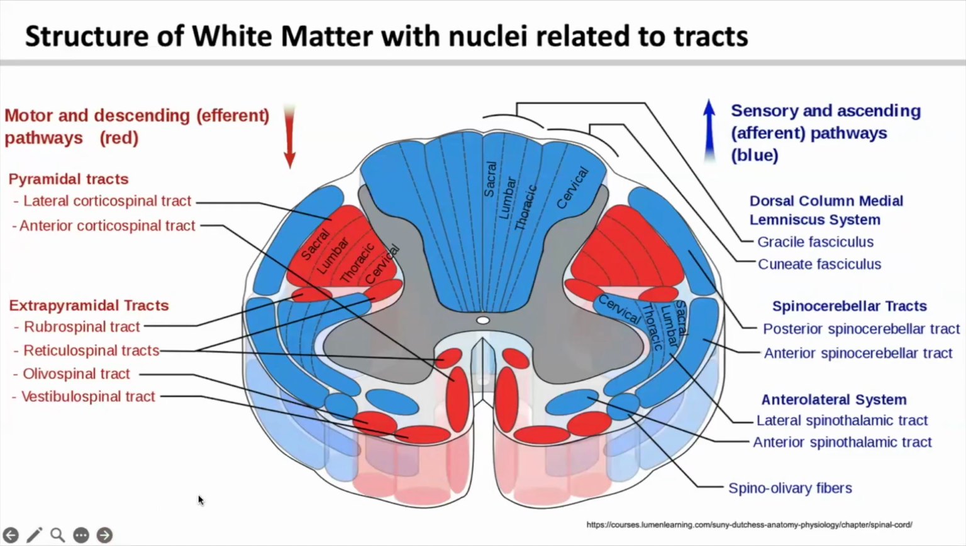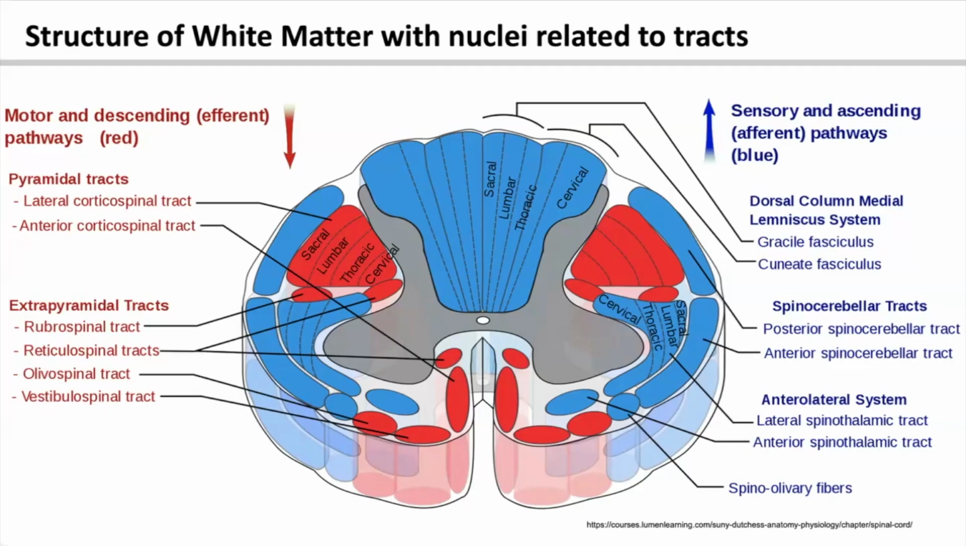We are now into the next part, which is the descending tracts. As we said, the descending tracts are the ones that move from the brain or from the upper part of the CNS to the spinal cord, and then from the spinal cord it goes into the effector system. Okay, the effector being the muscles or the glands. In our case, we are just going to concentrate on the muscles.